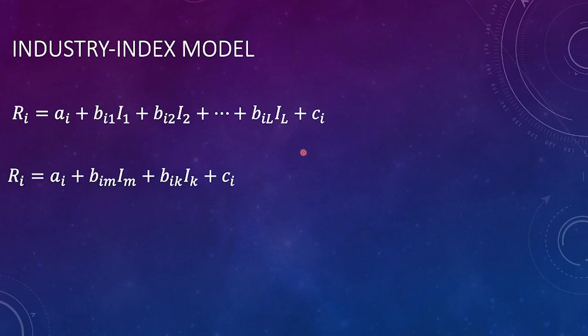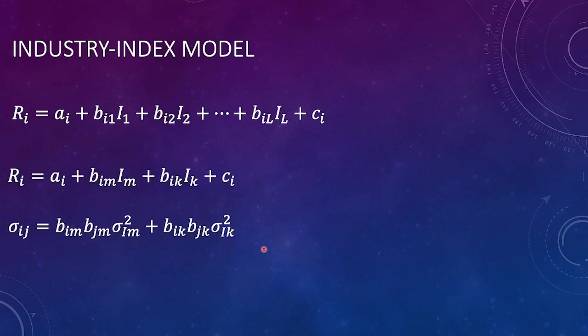And let's see how to calculate the covariances for that. The formula is still the same, the way we derived it for the multi-index model. If we assume this, then the formula reduces to this. And if the two stocks belong to the same industry, then this will be the formula. If two stocks belong to different industries, then this second term will be gone, right? So that's the industry index model.